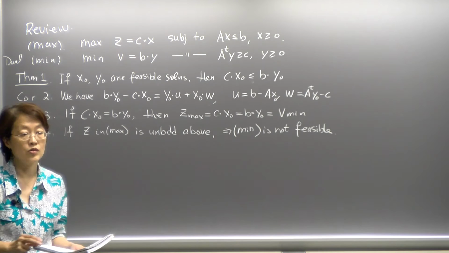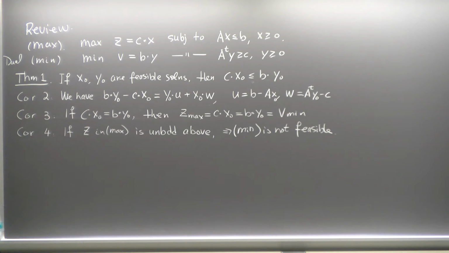And the other way around also holds. If the v for the min problem is unbounded below, then the max problem is not feasible. Okay? That happens. That's a homework problem.